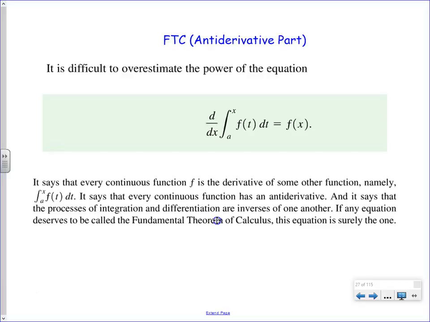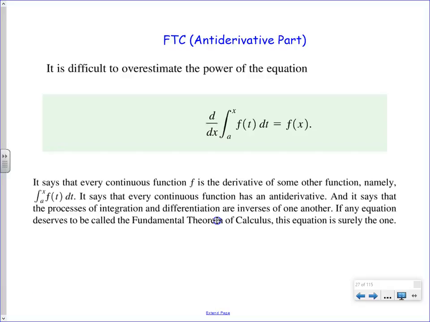Oh, you guys don't need to write this because we already did, right? The derivative of the integral. However, I wanted to show this to you really quickly because some of you might have wondered, once upon a time, why it's called the fundamental theorem of calculus. What's the big deal? It's fundamental. The big deal is that it says every continuous function has an antiderivative, and it says the processes of integration and differentiation are inverses of one another.